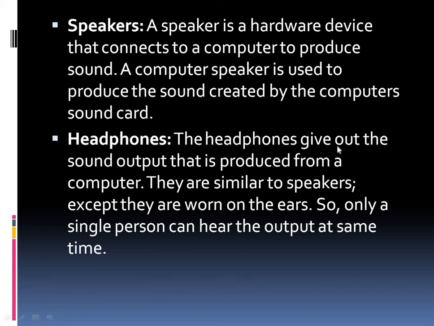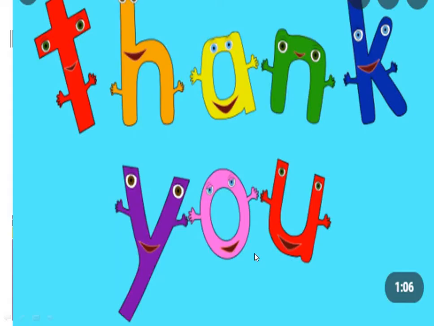Headphones. The headphone gives out the sound output that is produced from a computer. They are similar to speakers except they are worn on the ears, so only a single person can hear the output at the same time. Students, headphones are just like speakers, but headphones are worn on the head. That's why these are called headphones. Headphone gives you the facility that only a single person can listen to the sounds without disturbing others.